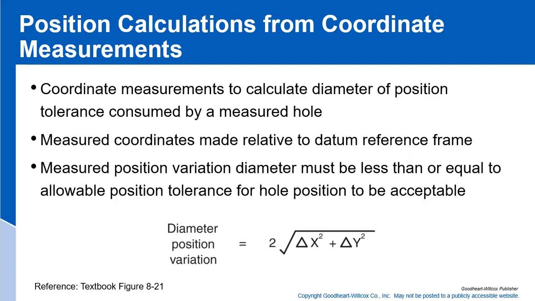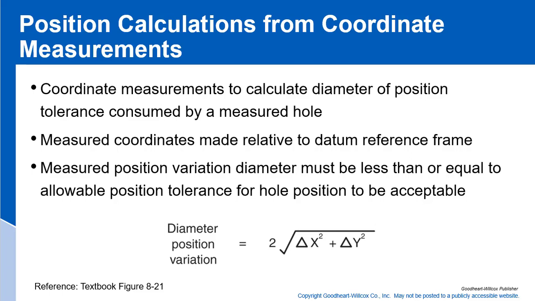Okay, let me say that again. The measured position variation diameter must be less than or equal to the allowable position tolerance diameter. So here's how we get the diameter position variation. We take 2 times the square root of delta x squared plus delta y squared.